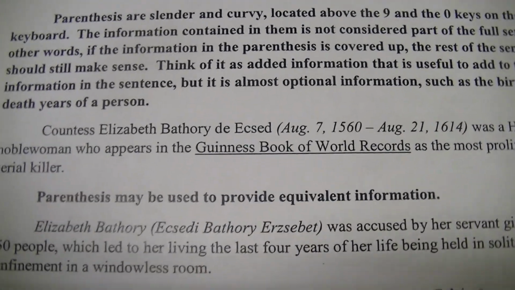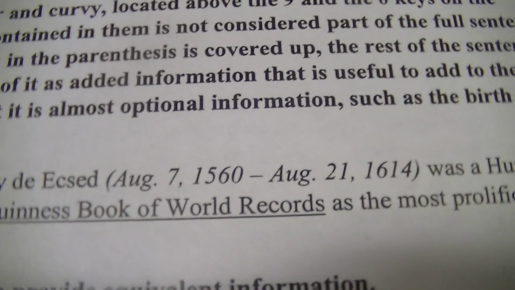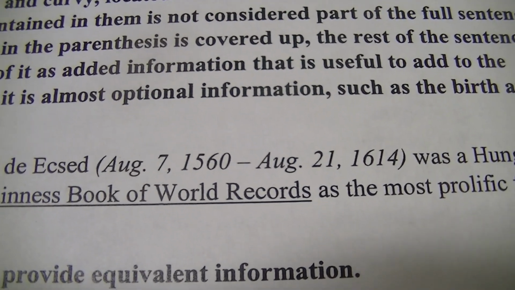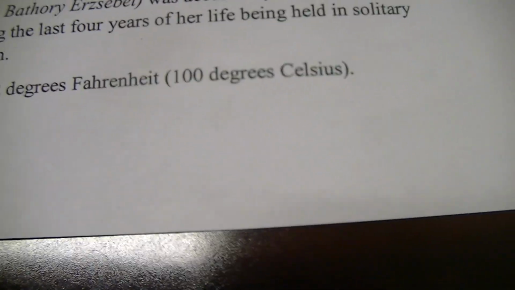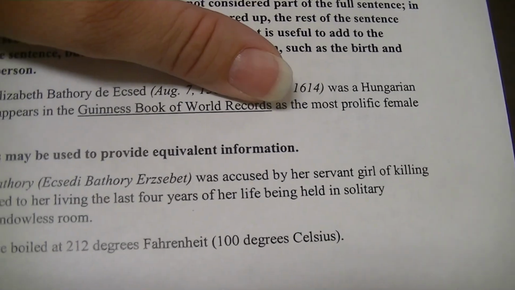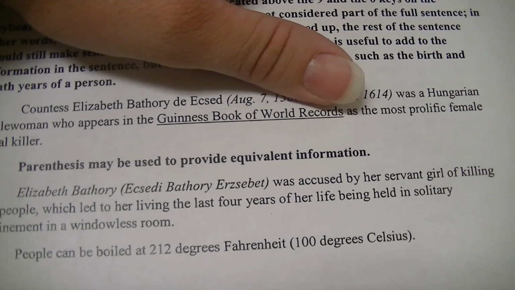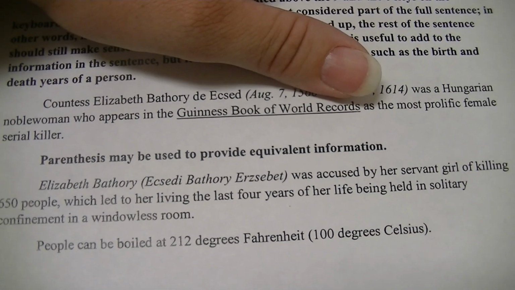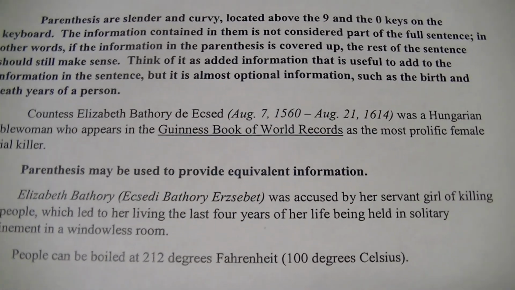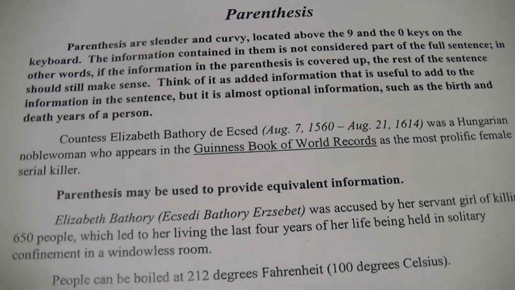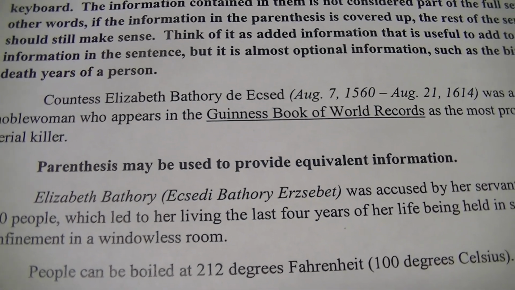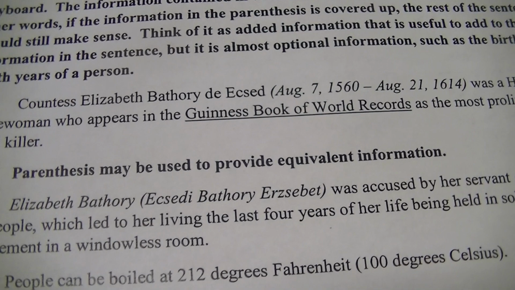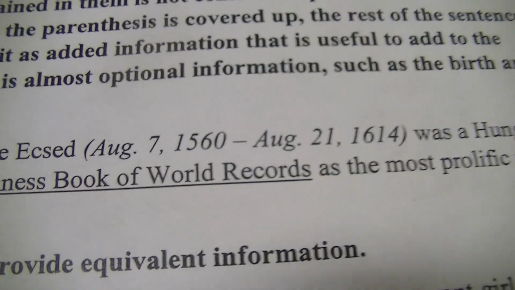Countess Elizabeth Bathory D'Acy. Notice in parentheses I've got August 6, 1560 through August 21st, 1614. Again, I should be able to cover that up and the rest of the sentence still makes sense, right? So let's look at it if I covered it up. Countess Elizabeth Bathory D'Acy was a Hungarian noblewoman who appears in the Guinness Book of World Records as the most prolific female serial killer. Kind of crazy, huh? But notice that sentence does still make sense whether I cover it up or not. It's just added information. We don't need to know when she was born and died, but it's kind of nice to know that this is a person that lived quite a while ago, right? 1560? A few centuries ago.